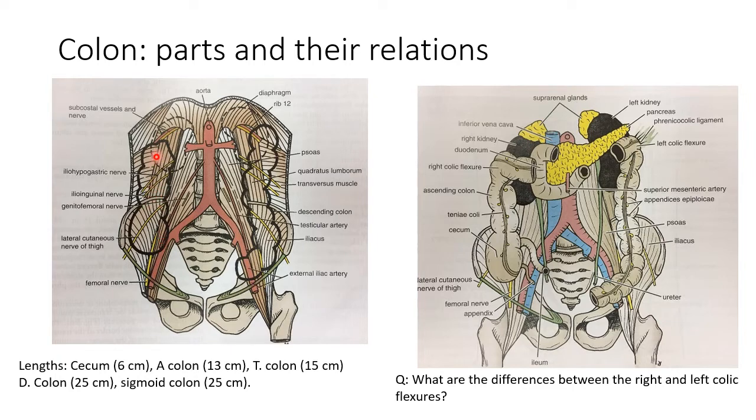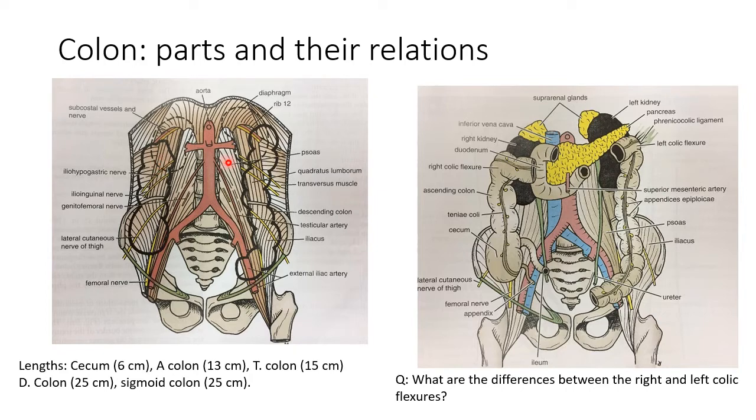Now if we move to the ascending colon, these are the posterior relations. This includes this muscle, which is the quadratus lumborum, and that muscle which is the transversus abdominis. There are nerves posterior to the ascending colon, and those nerves are the iliohypogastric nerve and the ilioinguinal nerve. The lower pole of the kidney is also related to the end of the ascending colon posteriorly.